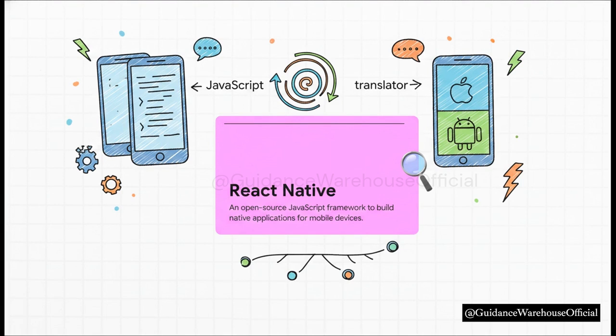It's called React Native. Released by Facebook back in 2015, it's an open-source JavaScript framework specifically designed to build native applications for mobile devices. But how does it actually pull this off? Think of React Native as a universal translator. Imagine traveling to a foreign country with a genius translator who takes your English and instantly, flawlessly speaks the local language. That is exactly what React Native does. It takes your standard JavaScript and instantly translates it into the native visual languages of iOS and Android.